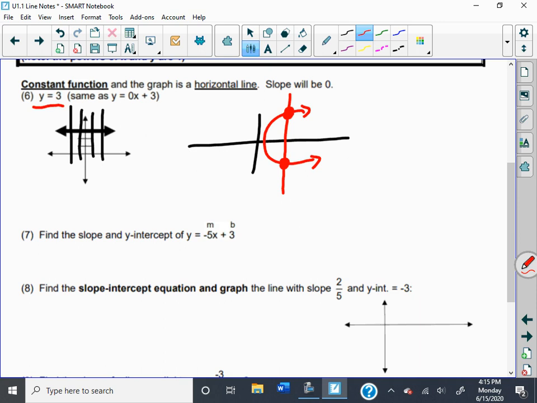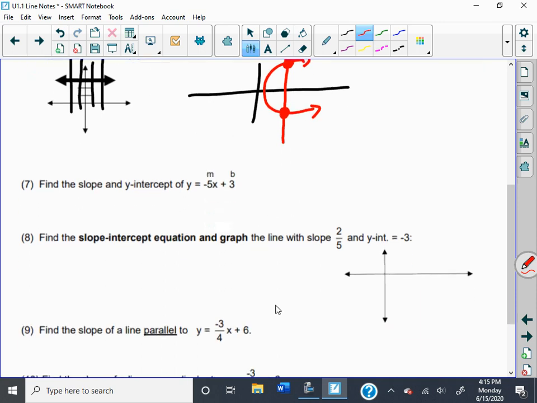All right, number 7, find the slope and the y-intercept of y equals negative 5x plus 3. Because this is in the form of y equals mx plus b, we can see that the slope is negative 5 and the y-intercept is the b value, which is 3.